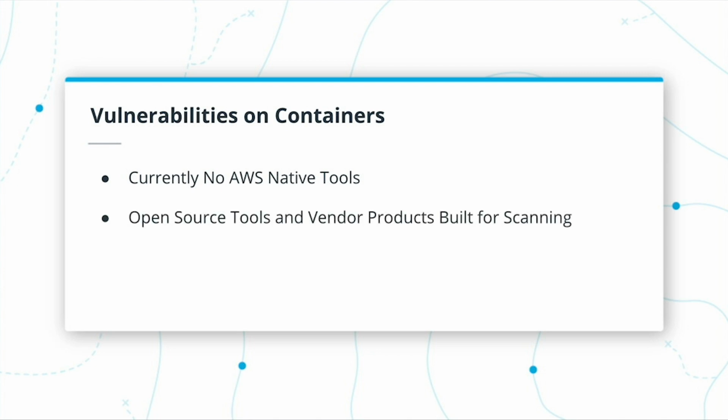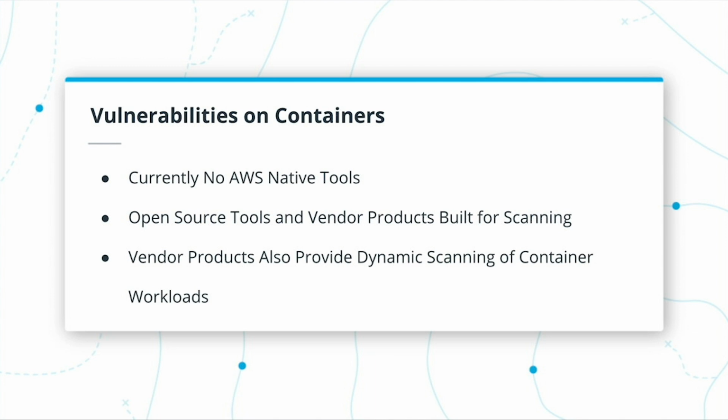For checking container images for vulnerabilities, there are a number of open source and commercial vendor tools. Open source tools include Clair, Anchore, Trivy, and vendor products are many, including Aquasec, Sysdig, and Twistlock. In addition to container image scanning, commercial vendor products generally provide dynamic container monitoring once containers are deployed and running.